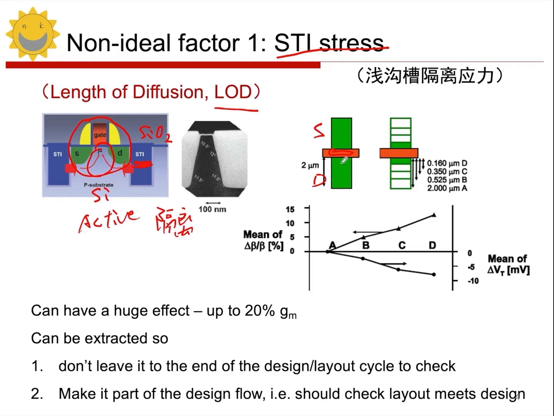In terms of the distance, we draw it into 4 sizes according to different degrees. For example, the longest one is that the entire area is a large drain region. In this case, we draw it to 2 micrometers, right? This is case A. In case B, we make the source and drain a bit smaller, only 0.525 micrometers. And so on, the smallest is case D, where the source and drain are only 0.16 micrometers. So we have drawn 4 transistors, A, B, C, and D, right?